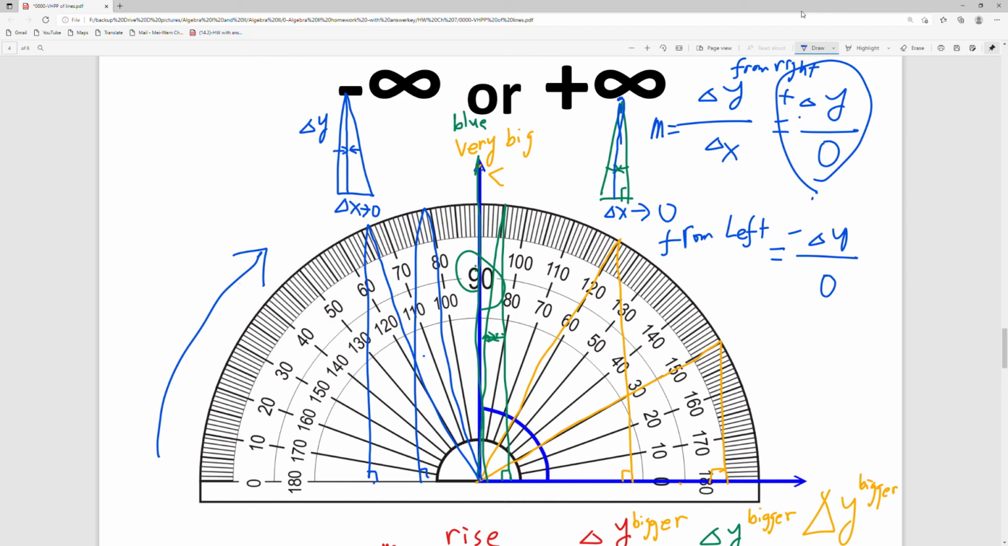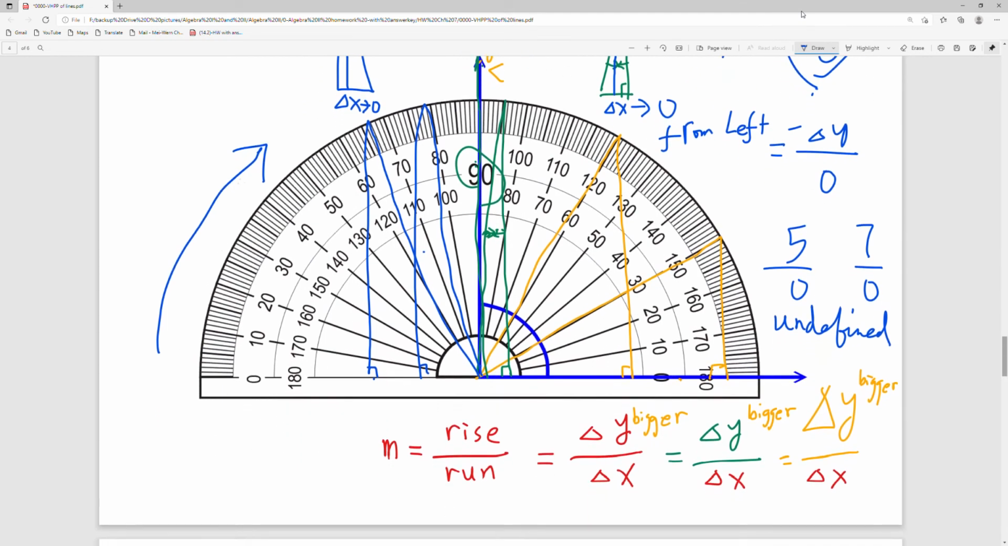Now the problem is when you have denominator equal to 0, like 5 over 0, 7 over 0, usually we say undefined. Undefined, that's when you are young, on the pre-algebra or basic math. We say it's undefined. But undefined, I can tell you, positive undefined is very big. And the negative undefined is very small. Why is very small? Because negative very big means very small.